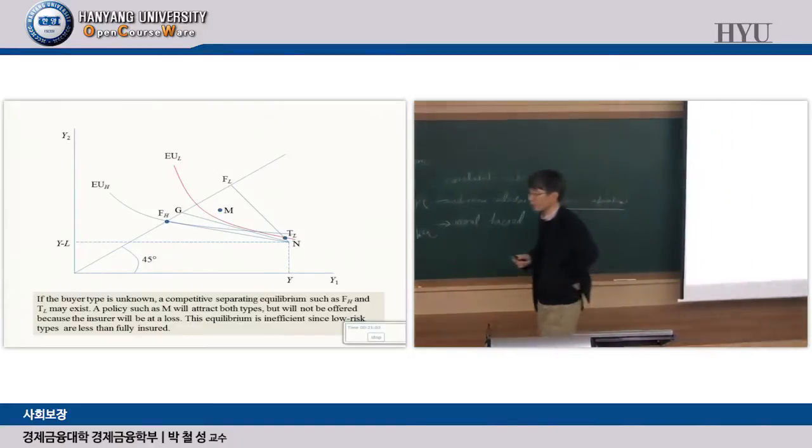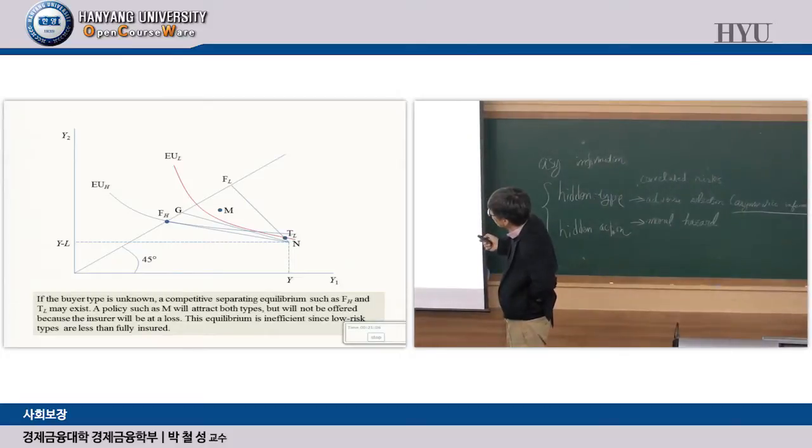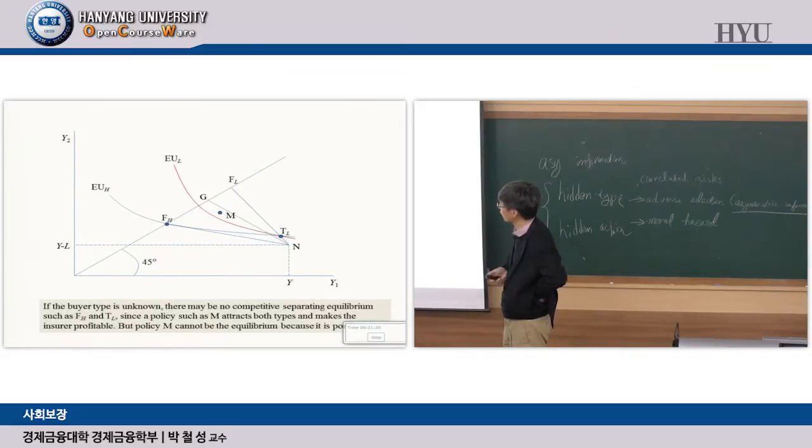So this is a type of separating equilibrium. If you look at the separating equilibrium, the low risk type buys very little insurance. The high risk type buys full insurance. So this is the situation. Now, let's look at a more interesting situation, something like this.